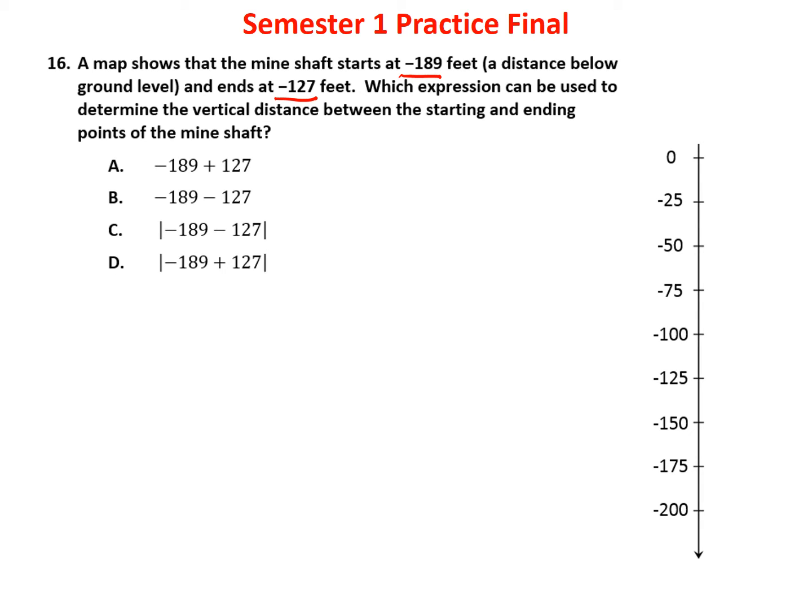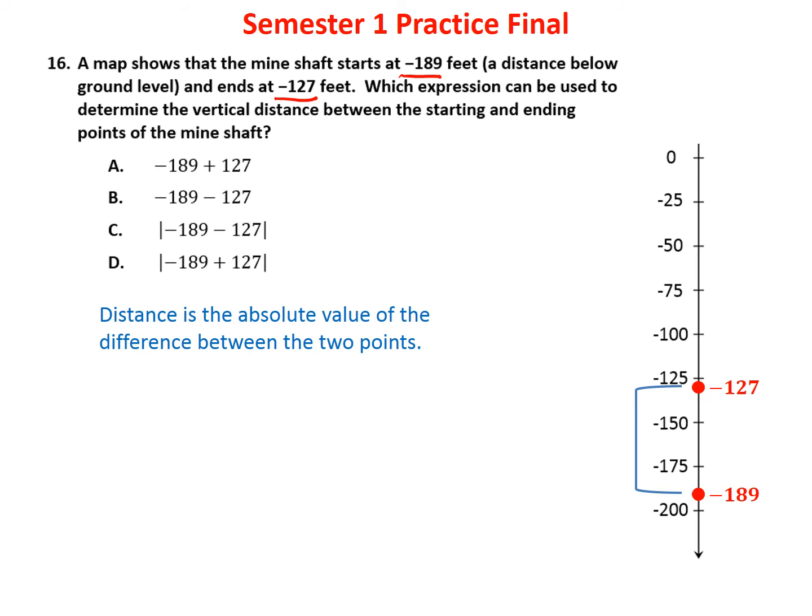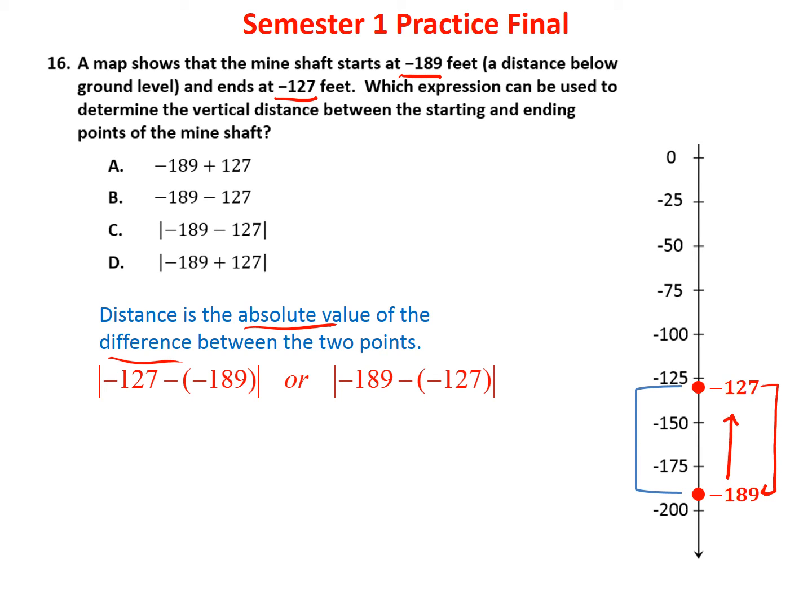Now, if I draw a number line vertically like that, thinking that I'm going underground, notice it starts 189 feet below surface and then moves up to 127. And we want to find out what's the distance there. Remember again that distance is the absolute value of the difference between 2 points. So I can write this either way. I can write that it's negative 127 minus 189 absolute value, or I can say it's 189 minus a negative 127 that direction. Either one of these two expressions here are appropriate. They'll give us the same answer.